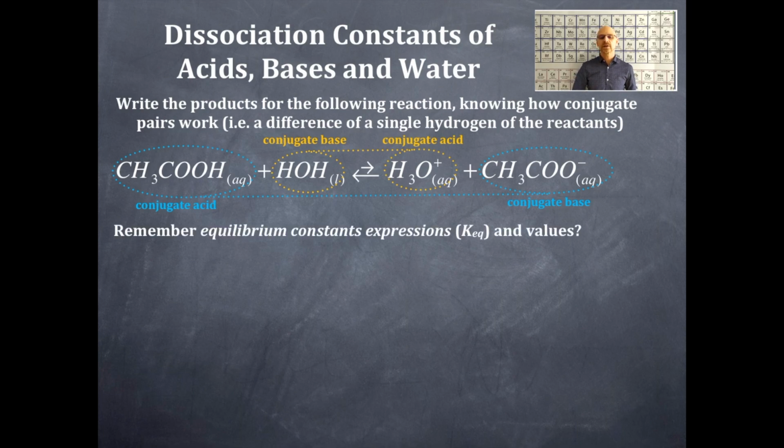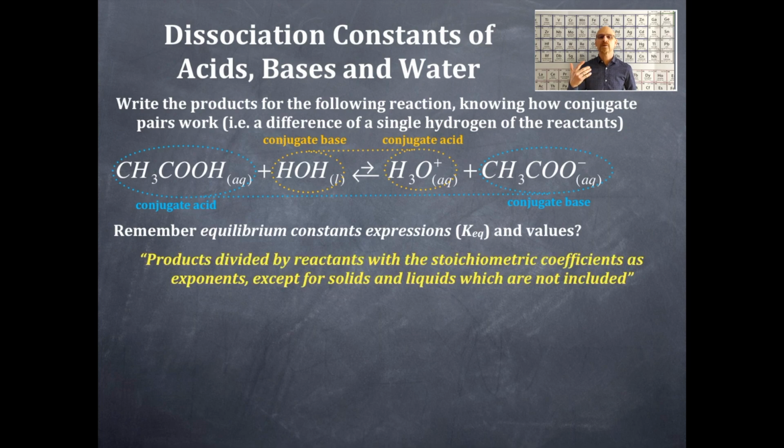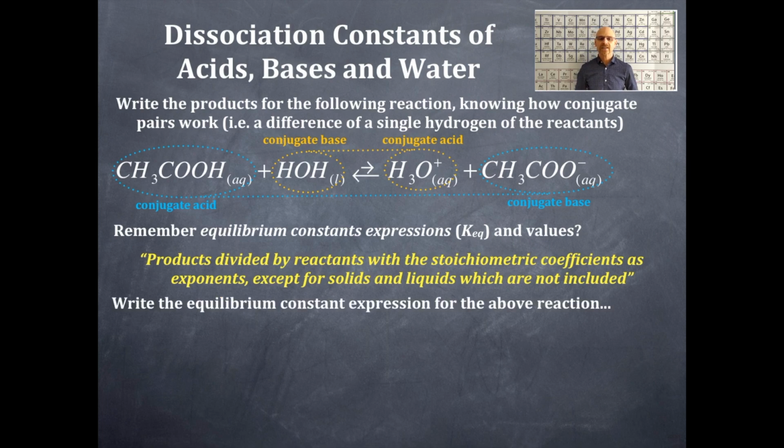Remember the equilibrium constant expression, KEQ, and their values, and what we talked about before? How did we arrive at the KEQ values? Well, it was products divided by the reactants with the stoichiometric coefficients as exponents, except for solids and liquids, which are not included. That's what we talked about before. So we're going to be doing the same thing here. We're going to write the equilibrium constant expression for that above reaction.